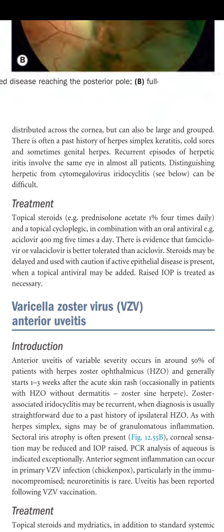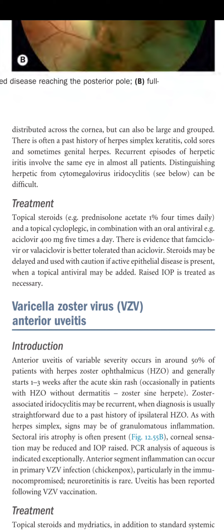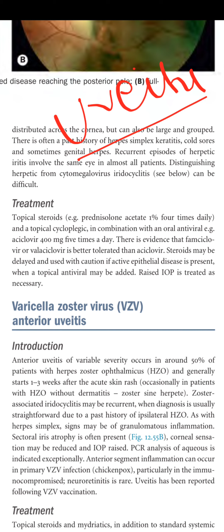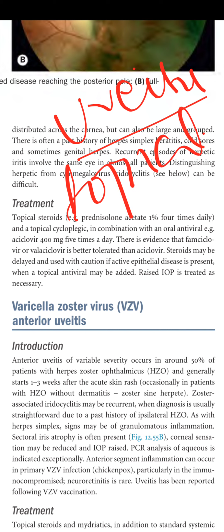So treatment is with a topical steroid, for example prednisolone acetate 1% 4 times daily, and a topical cycloplegic, in combination with an oral antiviral, for example acyclovir 400 milligram 5 times daily. So in the case of uveitis that occurs due to virus, if the cornea is not involved, then we give topical steroid to treat the uveitis.